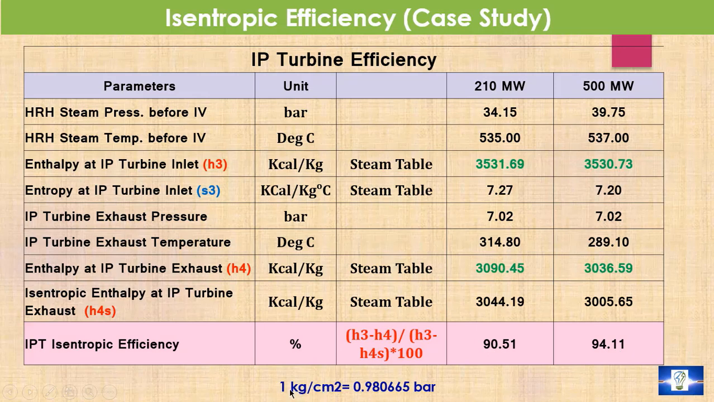If in your plant the pressure is in kg per centimeter square, then you can convert it to bar by multiplying by the factor 0.980665. So, in this video we have learned about the isentropic efficiency of HP turbine and IP turbine, and also why the LP turbine efficiency cannot be calculated at plant level.